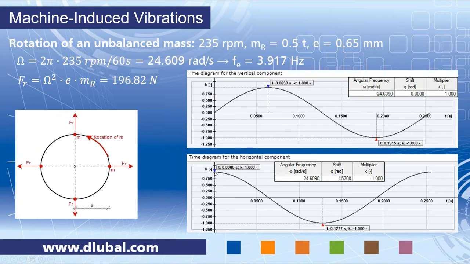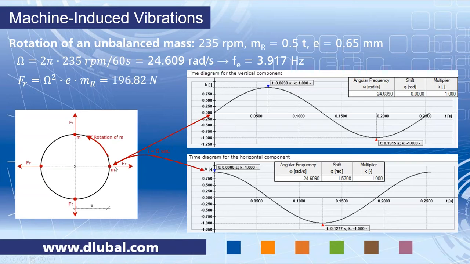The horizontal component is just shifted by a quarter circle. So the frequency is the same. I've entered a shift here and I have the same multiplier. And now, what does it actually mean? So we will define horizontal forces and vertical forces in load cases. And we will connect these to the two time diagrams. When we look at the time which is equal to 0, the vertical component will be 0 and the horizontal component will be fully available.